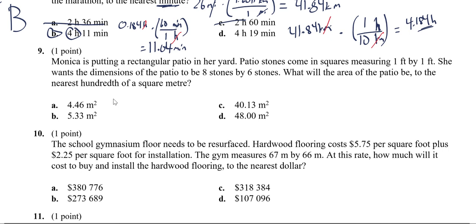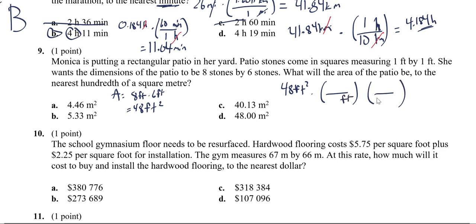So the area initially we can say is 8 feet by 6 feet, which is 48 square feet. But we have to convert 48 square feet into square meters. So it's a square unit. I'm going to make 2 conversions. I'm going to get rid of feet both times to get rid of both of those feet in the exponent there. And I'm going to replace it with how many meters per foot.